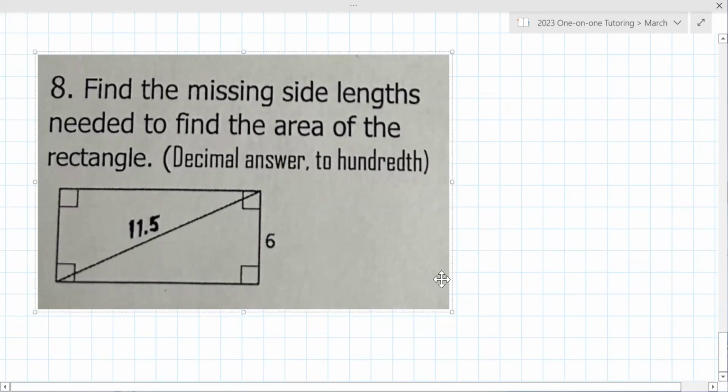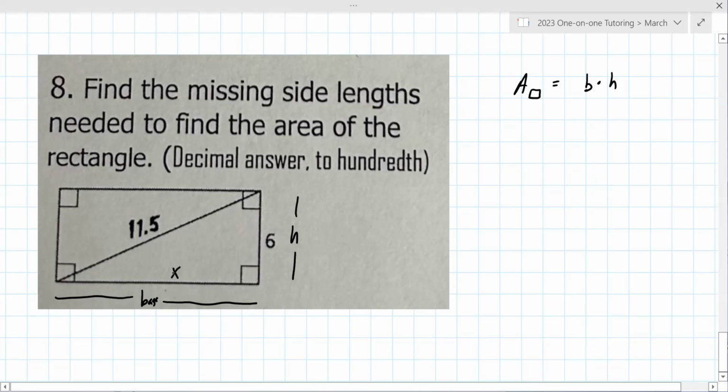All right, find the missing side lengths needed to find the area of the rectangle. So the area of a rectangle is base times height. So the base is down here. The height, you can see the height is given as 6. So we basically need to find X. We'll call that X. So yet again, we're using the Pythagorean theorem. We need to determine X. X squared plus 6 squared equals 11.5 squared.